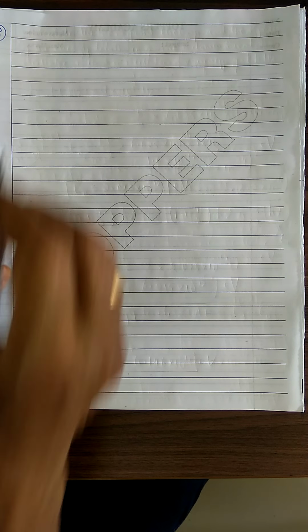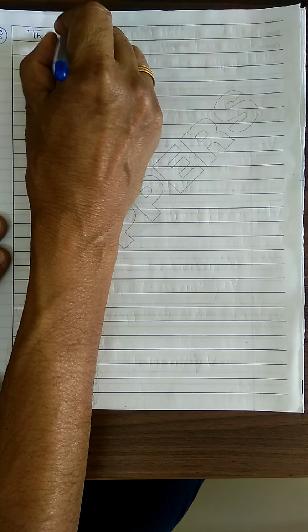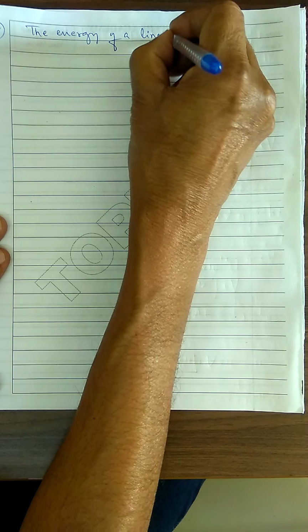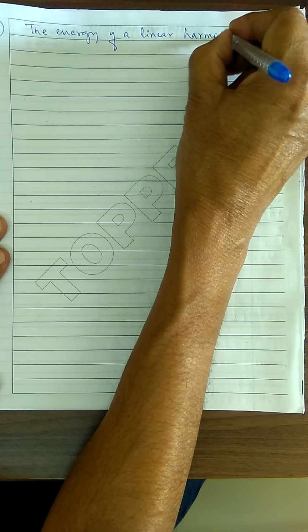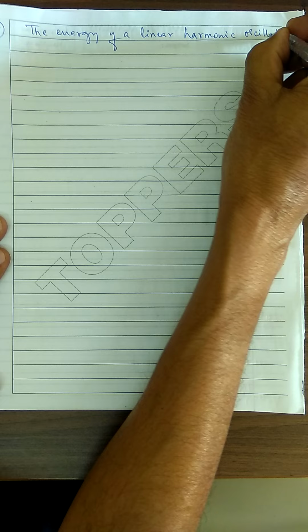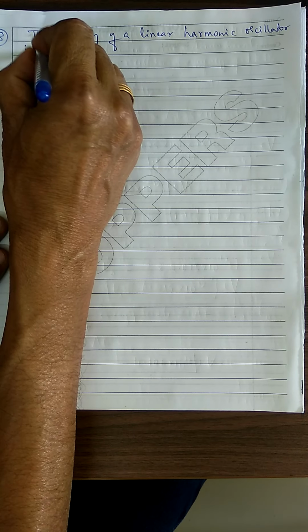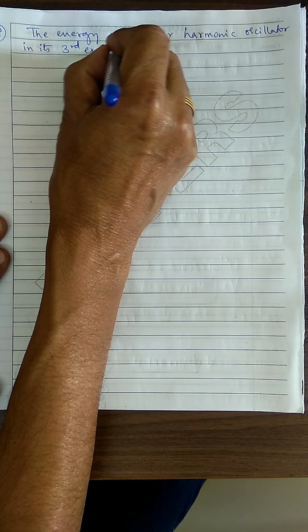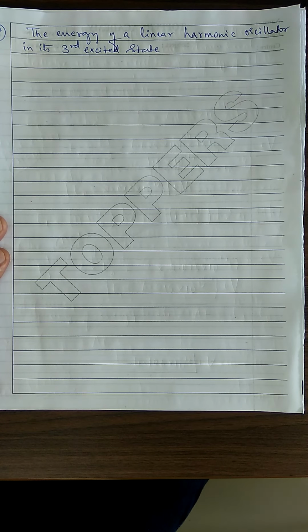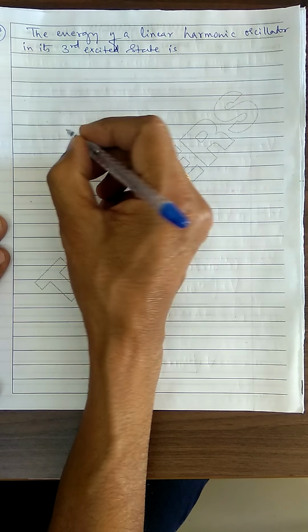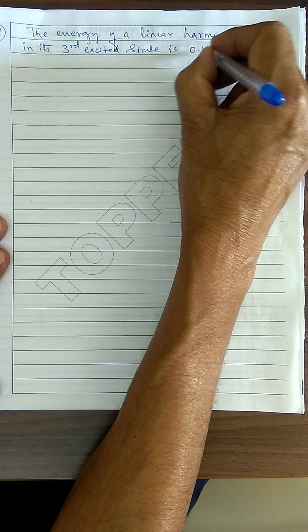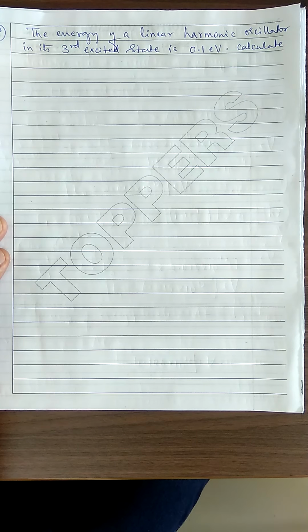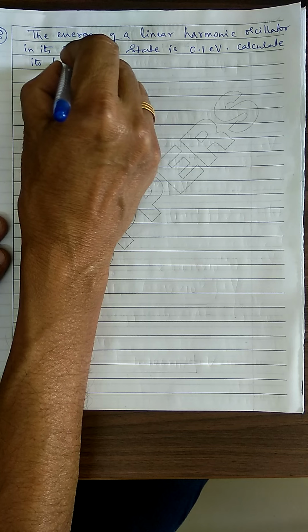The energy of a linear harmonic oscillator in its third excited state is 0.1 eV. Calculate its frequency.